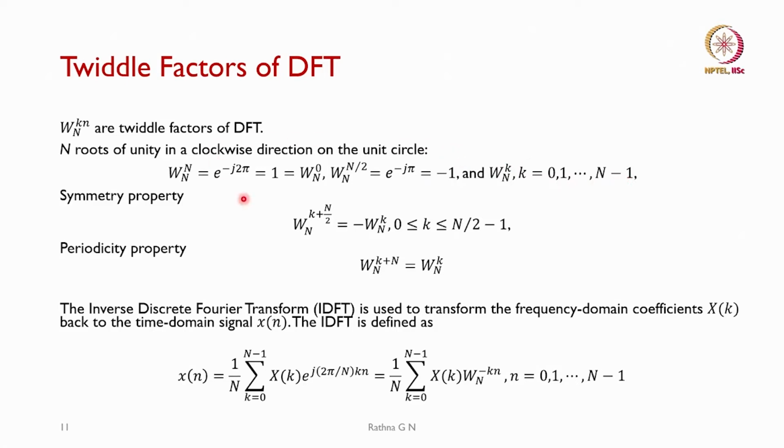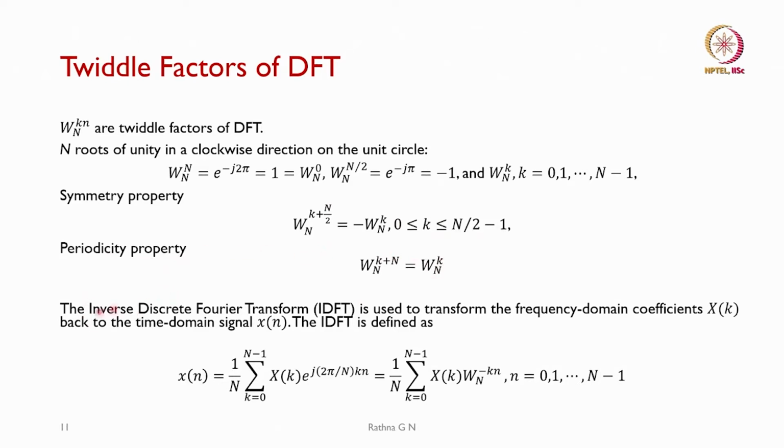If we extract the symmetry property, then what happens? We can split this into two parts: W N k plus N by 2 is equal to minus W N k, where k is in between 0 to N by 2 minus 1. And if we consider the periodicity property, then W N k plus N is nothing but W N k.